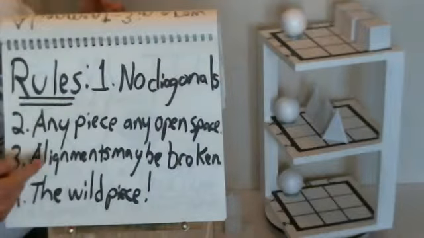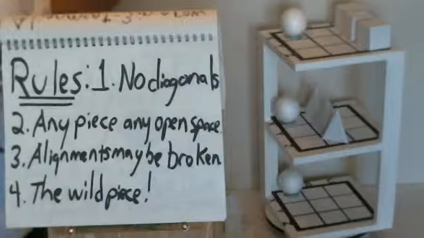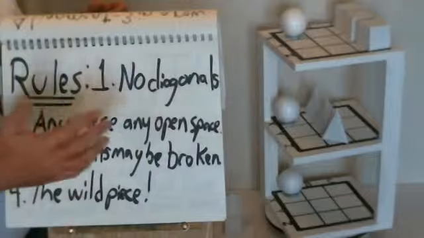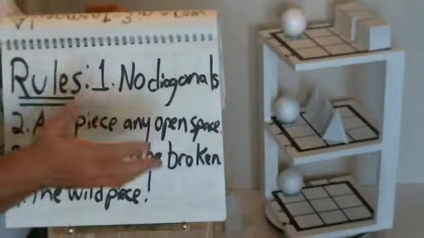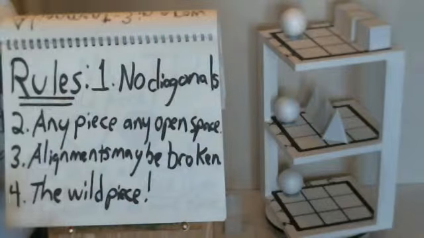No diagonals. Second rule is that any piece that you have, you may play into any open space. In turn, you and the other person trade turns playing, and wherever there's an open space, you can put any piece that you want into that space.